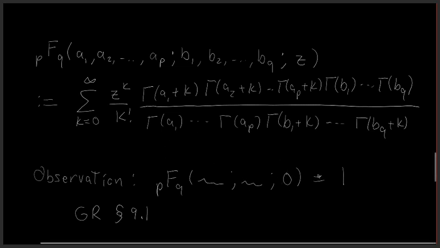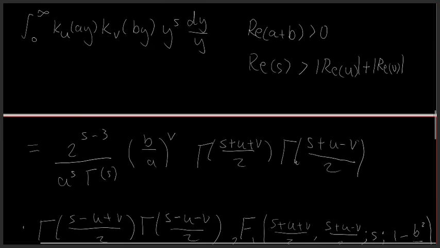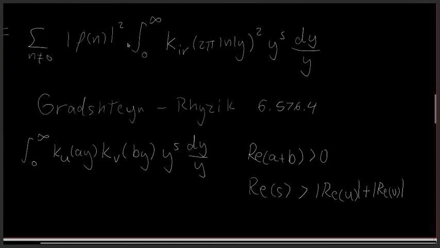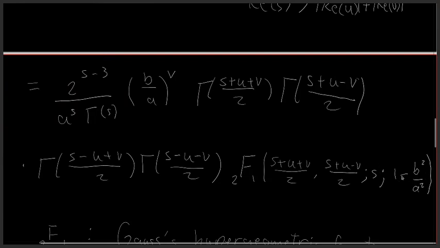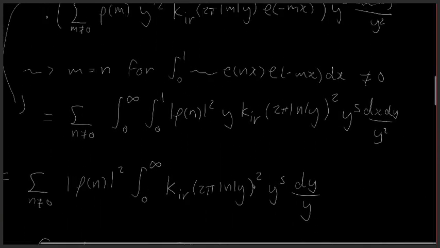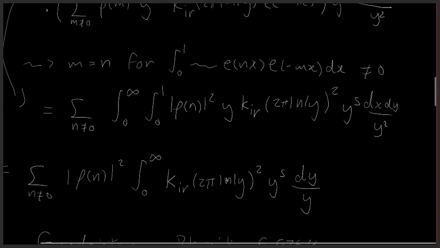But in our situation, this observation will be sufficient, because here we have a general formula for the Mellin transform of a product of two modified Bessel functions, and the hypergeometric function we're getting is evaluated at 1 minus b squared over a squared. And in particular, if a and b are equal, then the hypergeometric function won't appear, and that is exactly the case here, right? A and b were the coefficients of y here, so we won't need to worry about it for this specific example. We will need to worry about it in the future, but not today.